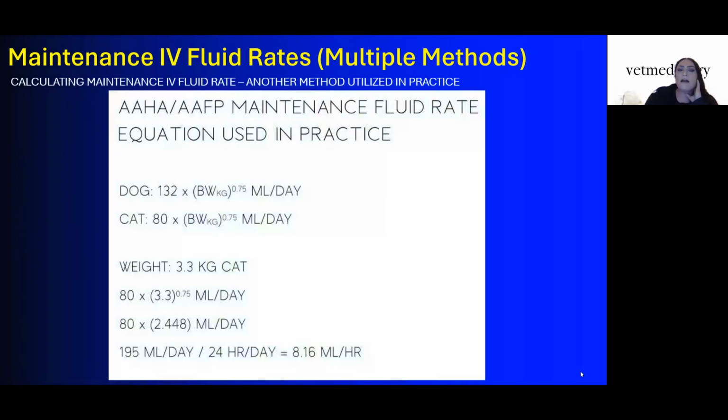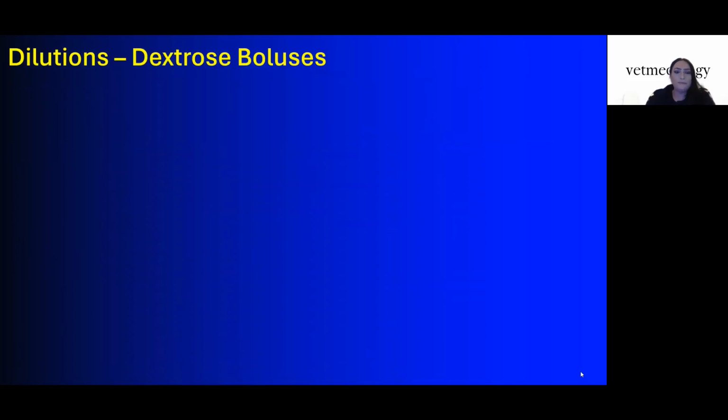All right, this is the AHA maintenance fluid rate equation that's used in practice. So a lot of practices utilize this. So for a 3.3 kilogram cat, basically 8.16 mL an hour. We were getting about 8.2 anyways with the other one. So it's pretty on par.